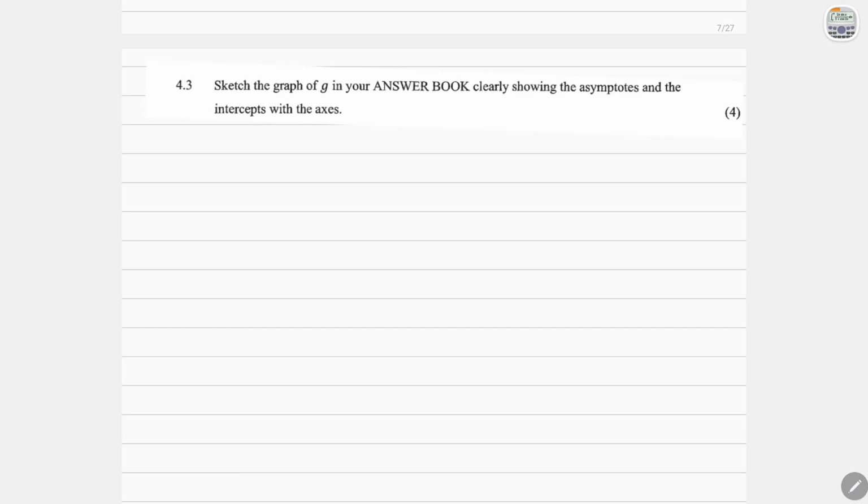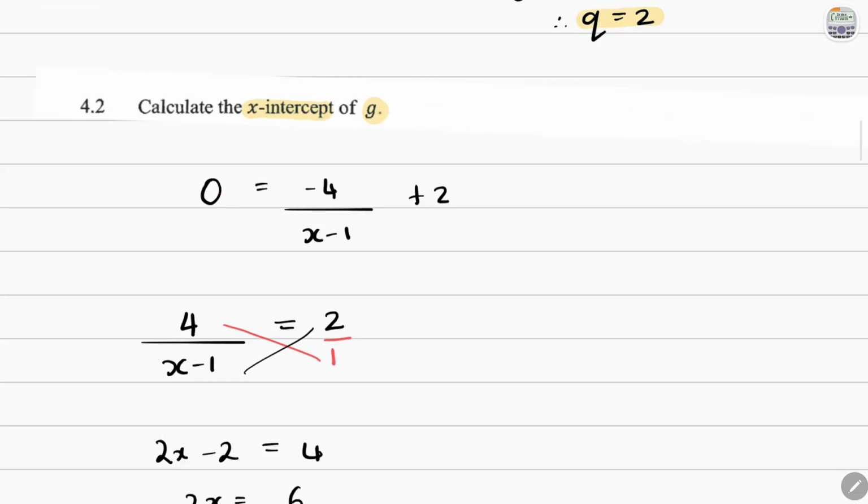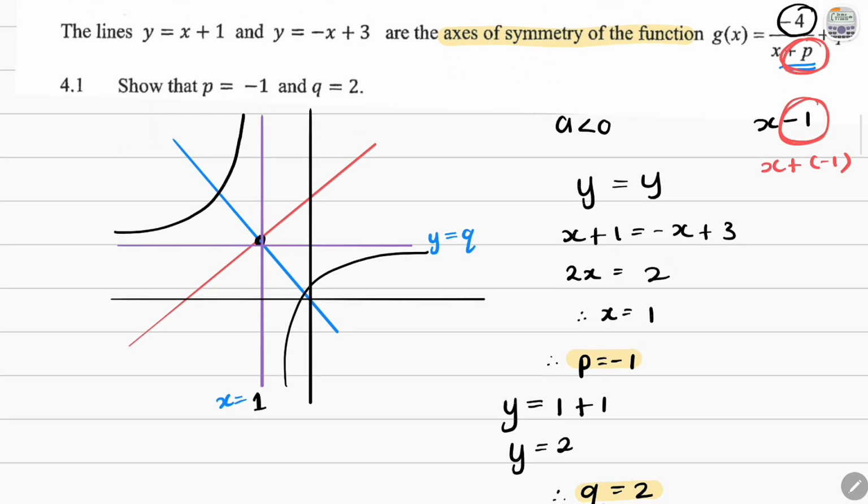Question 4.3 says, sketch the graph of g in your answer book, clearly showing the asymptotes and the intercepts with the axes. Okay, so this is a hyperbola. Let's point out the things that we need and just write down the steps we need to take. So step 1, you need to have your asymptotes. If you draw your asymptotes down first, it makes it easier to sketch this graph. So we know our asymptotes from this whole discussion.